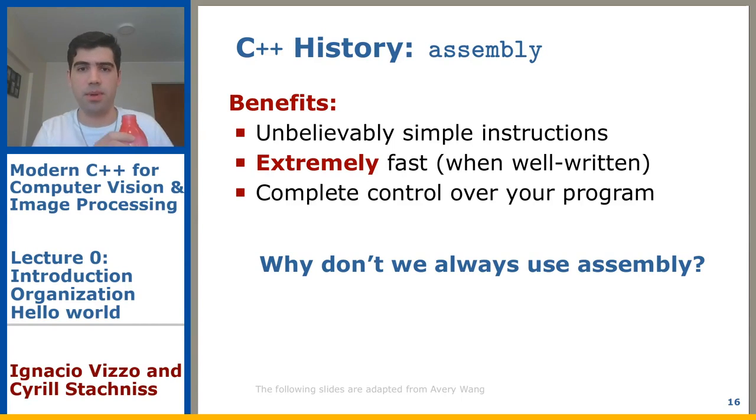Okay, so let's see a bit of the history of C++. Basically, when we started having computers in our lives, we had this beautiful language I love called assembly. One of the benefits is that it has really simple instructions to program computers, and it's super fast when it's well written. You have complete control, not just over your program, but also over the hardware. If you check these benefits, you will say, okay, this is the language we should be using as humans to program computers. Why don't we use this always?